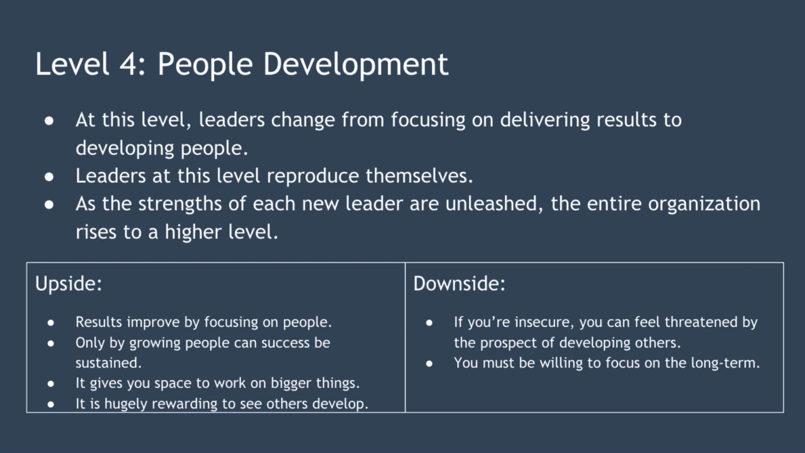Now, some of the upsides of becoming a level 4 leader include: at level 3, you're focused on results, but at level 4, you deliver even better results because you're focused on people and empowering them to achieve. Only by growing people can success be sustained. There's only so much you can do on your own. Third, if you grow others, it gives you the space to work on bigger things. And finally, it's hugely rewarding to bring people on from their beginning and see them really develop.